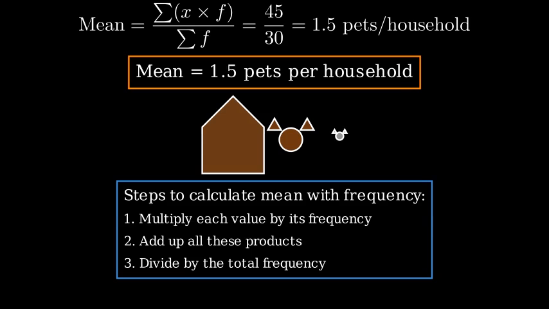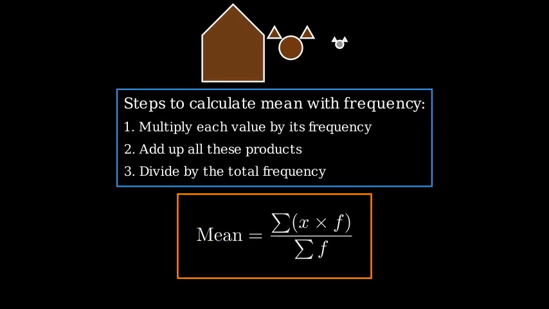Remember, our formula for the mean of discrete data with frequency is: the mean equals the sum of each value times its frequency divided by the sum of all frequencies.